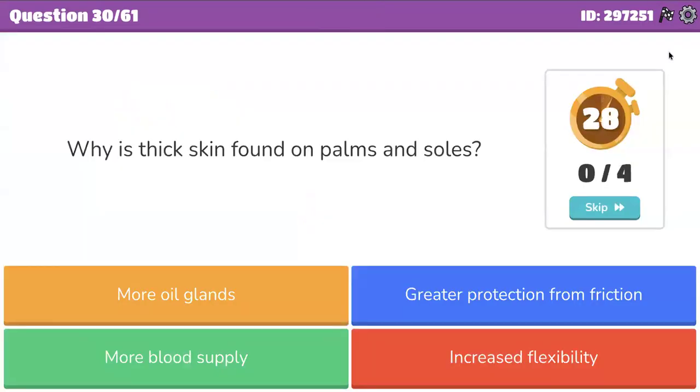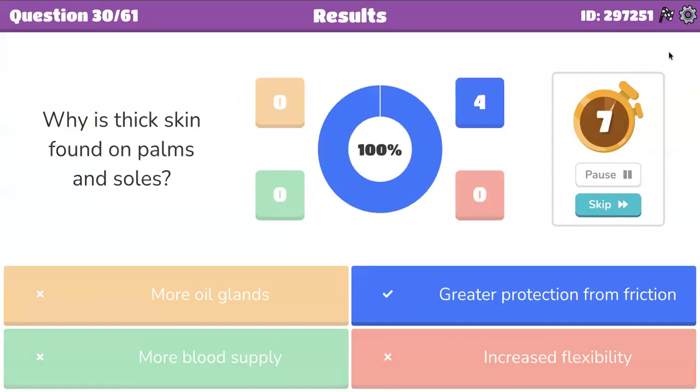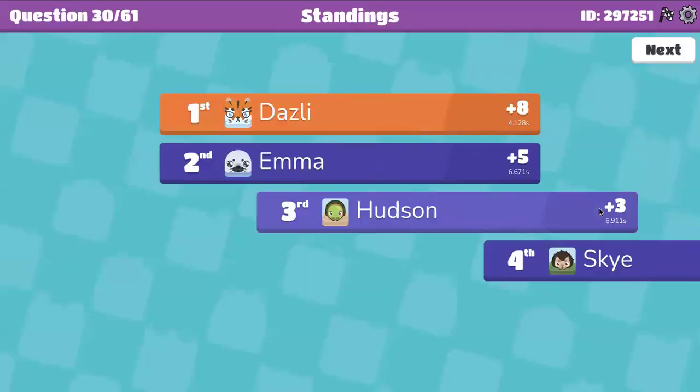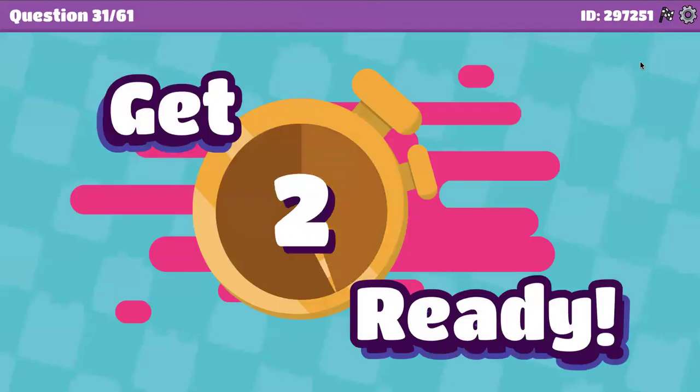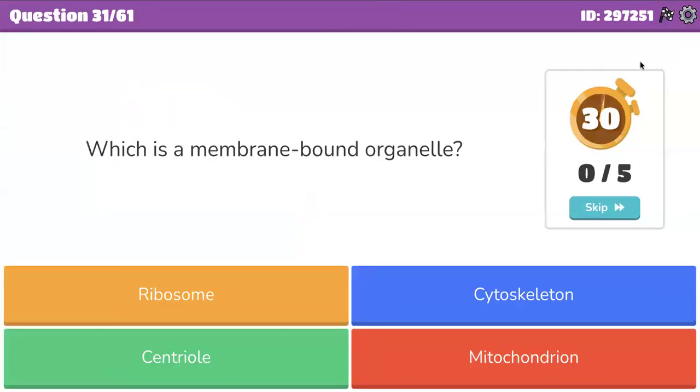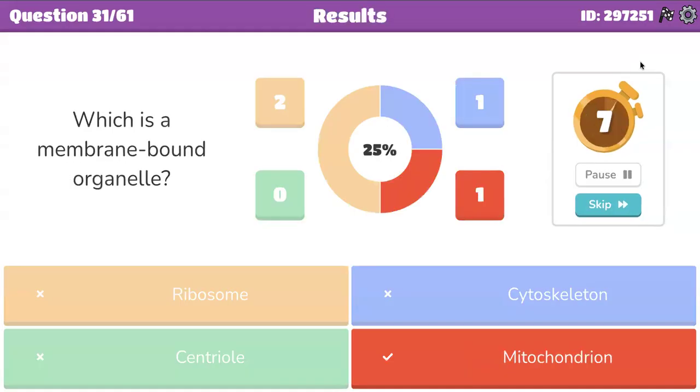Why is thick skin found on palms and soles? Greater protection from friction. That's true. Which is a membrane-bound organelle? Membrane-bound means it's covered in a membrane. It's surrounded by a membrane. Yep, the mitochondria.